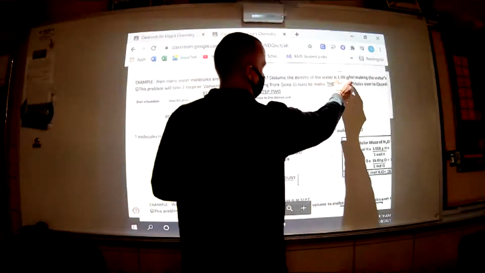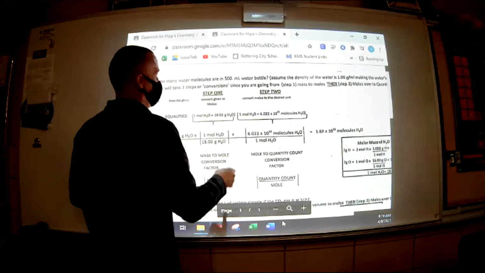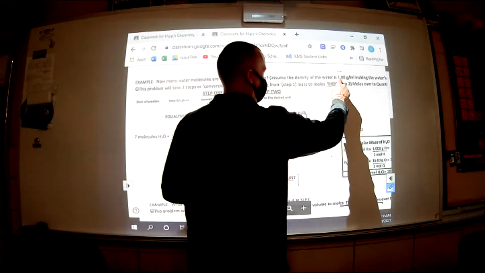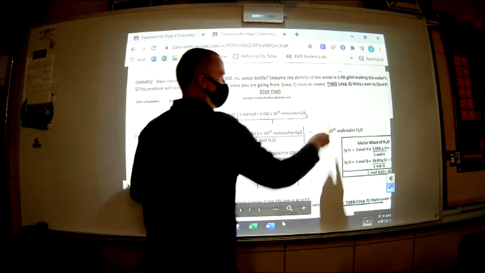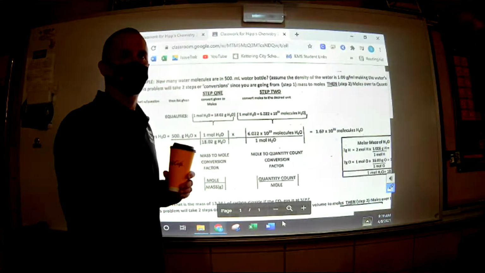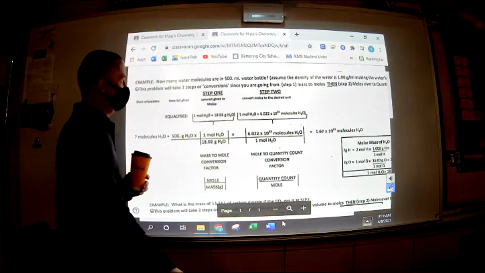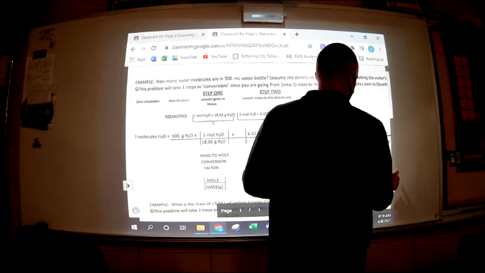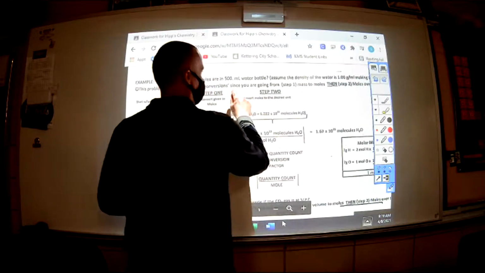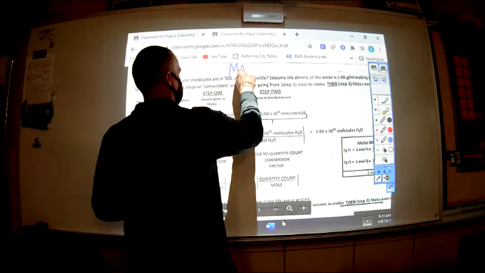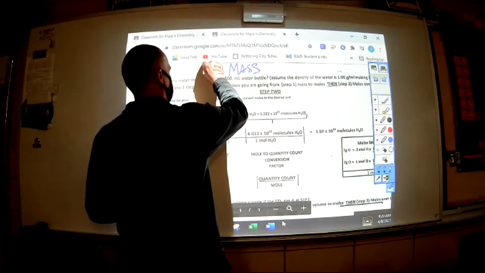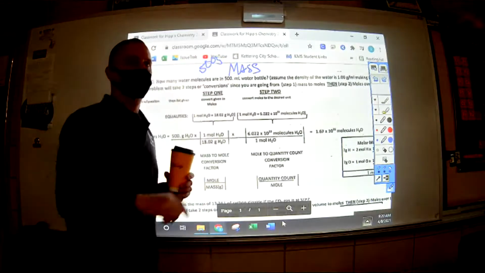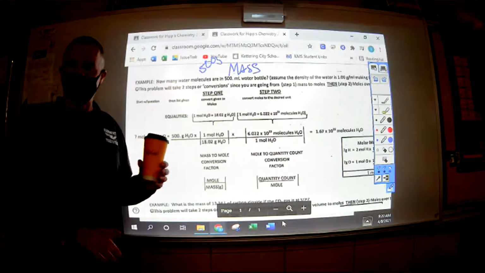Assuming the density of water is very close to 1, and it is, that would mean you had how many grams? If the density of water is right around 1 gram for every milliliter, if it's 500 milliliters, how many grams of water would you have? 500. So really, we have 500 grams. So in this problem, they've given you a mass, yes? And what are they asking for? What are we trying to solve for, folks?